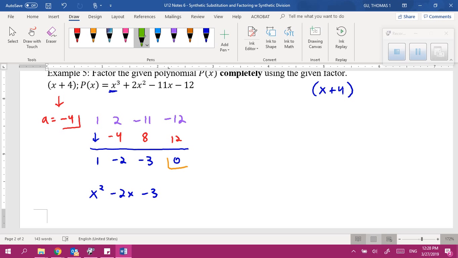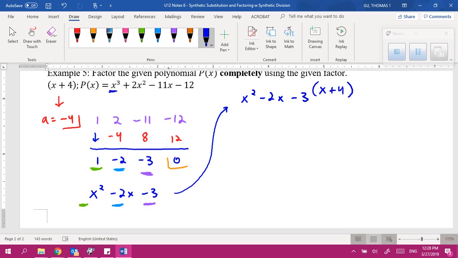So the 1 is the coefficient on the x squared. Negative 2 is the coefficient on the x. And then negative 3 is just the number that is following. There it is. Okay, so now that we've reduced this polynomial by dividing the factor, we have x squared minus 2x minus 3. We should know how to factor this polynomial, right?